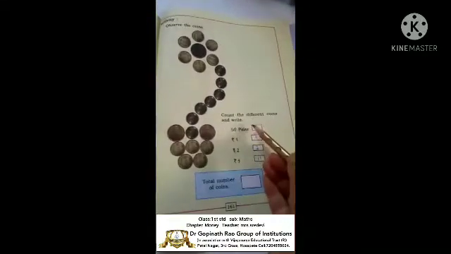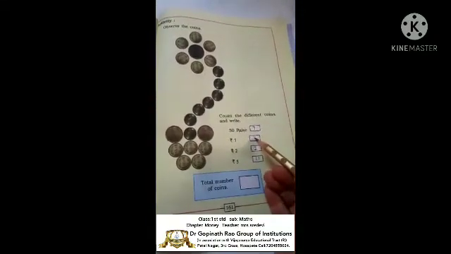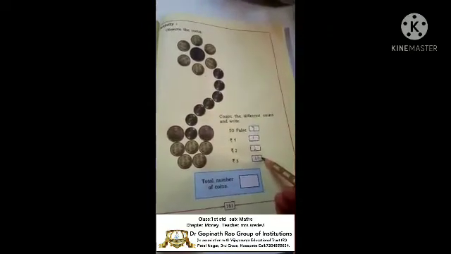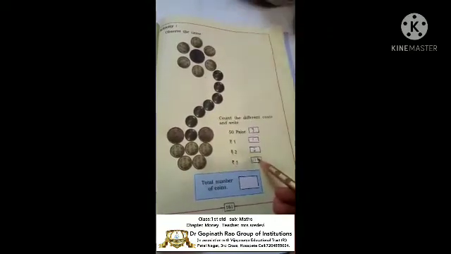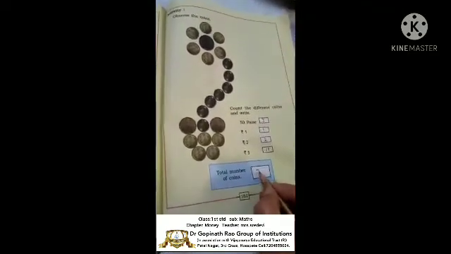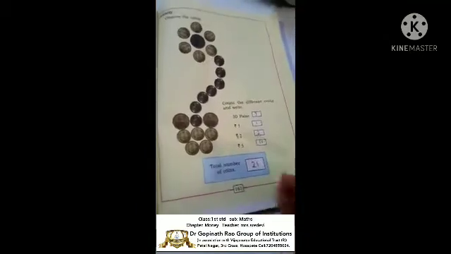Okay, we'll start with 7. 7 plus 1, 8. 8 plus 2, 10. 10 plus 11, how much? See, 10 plus 10 is 20. Still 1 is remaining here. So 21 coins. Total number of coins is 21.